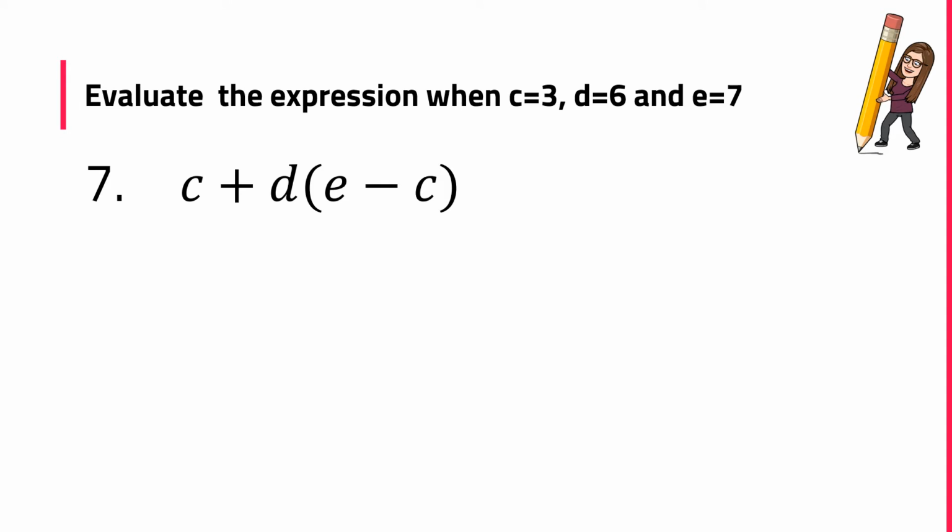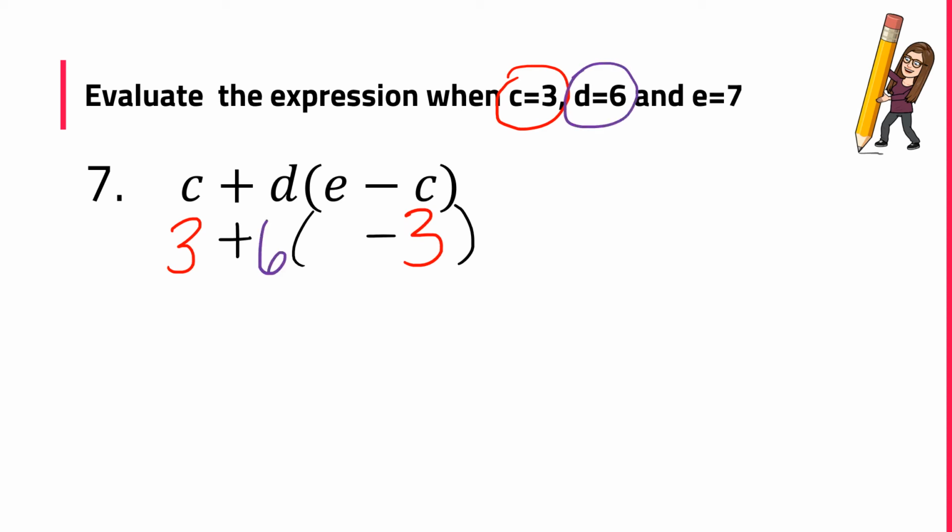Example 7. The only difference on these ones is there's 3 letters, but the rules are the same. Write all the symbols and numbers. In this case, we're going to replace every C with a 3. We're going to replace every letter D with a 6. And we're going to replace every E with a 7. That's the only little extra piece. Let's work our way through PEMDAS.